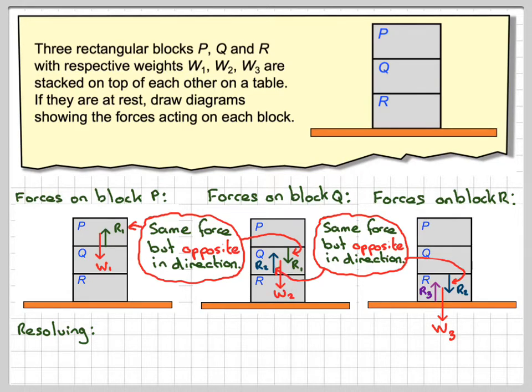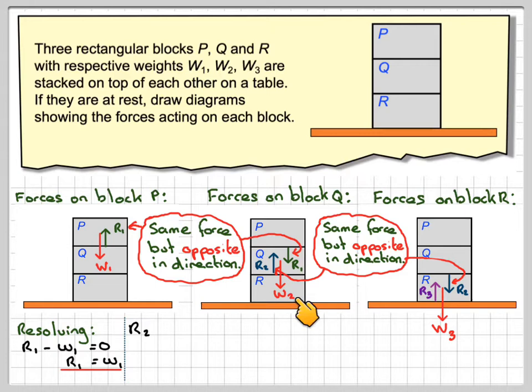Now, this case here might be a little bit confusing. Why are we not considering both the reactions of this block or the weight of these blocks? But if we look at it mathematically, on how we set it up, if we resolve for this situation, remember the blocks are at rest, so taking upwards as positive, R1 minus W1 will be equal to 0, because there's actually no movement, the block is at rest, and therefore R1 will be equal to W1.